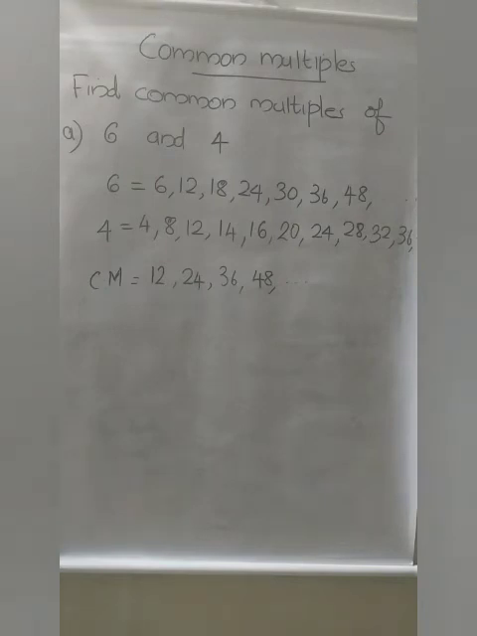So how can we find the common multiples? For that, first write down the multiples of the given numbers. What are the multiples of 6? 6, 12, 18, 24, 30, 36, 42, 48, etc. Next 4: 4, 8, 12, 16, 20, 24, 28, 32, 36, etc. Now comparing the common multiples.